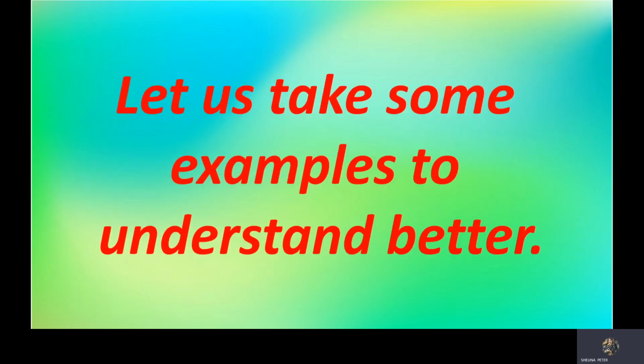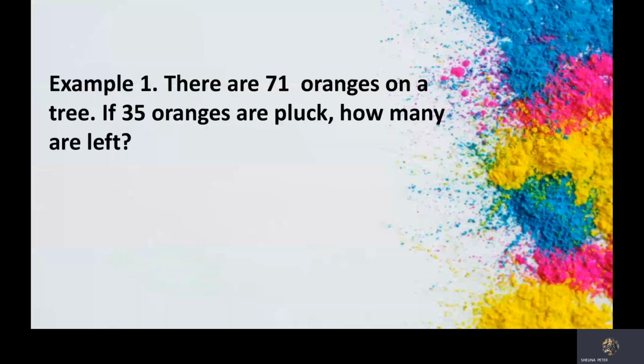Let us take some examples to understand better. So are you ready for some examples? Okay. So example number 1. There are 71 oranges on a tree. If 35 oranges are plucked, how many are left? Now what is the meaning of pluck? Pluck means whenever you are taking the oranges from the tree. So this is known as pluck. Now in this question it is clearly said that on a tree there are 71 oranges and you have already plucked 35 oranges. So how many are left on the tree?